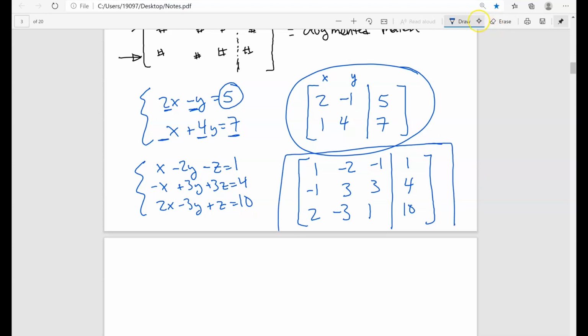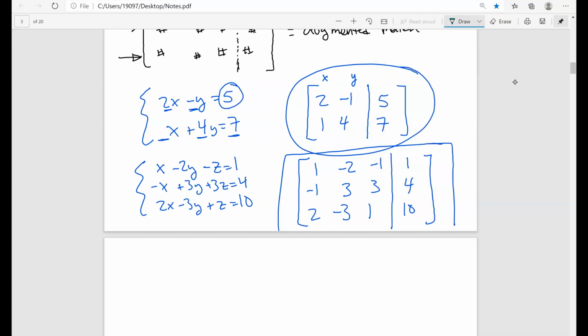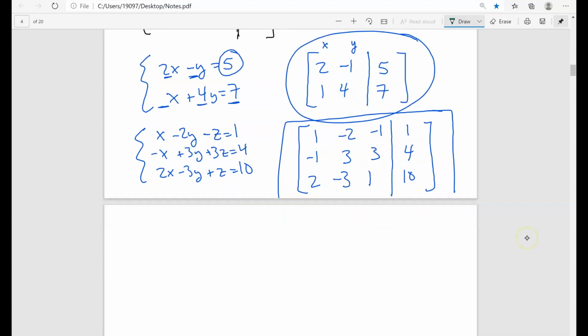So the reason why we do that is because it makes it less messy. Instead of working with the x's and the y's, we're just working with the numbers. So here are a couple things that you can do with these matrices.